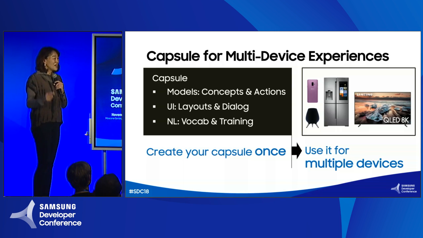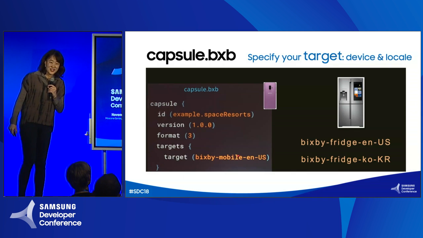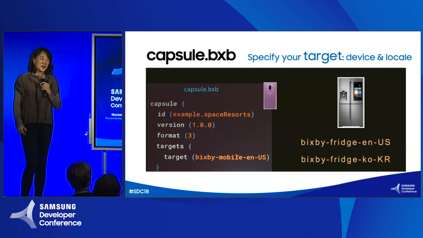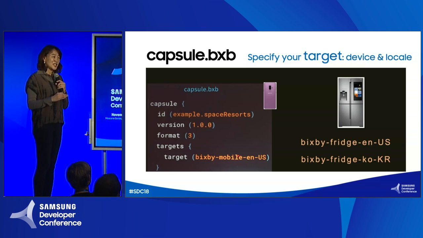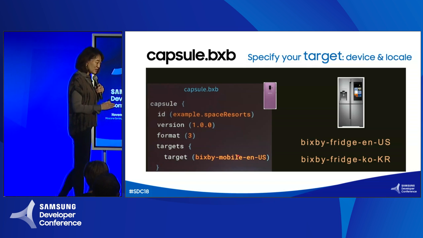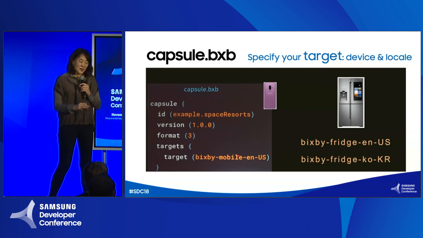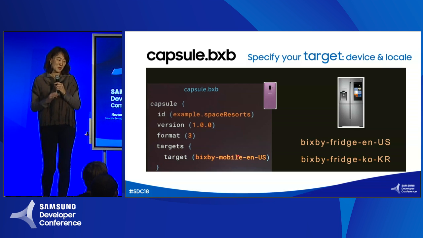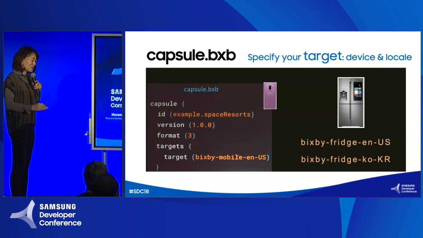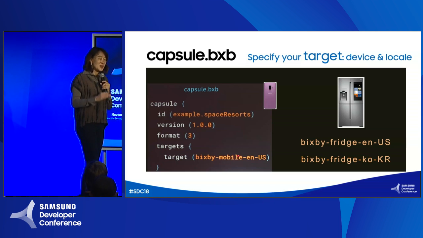But then if it's similar, the ratio is similar, such as between the smartphone and the Family Hub, you can just reuse the UI component, and then it's automatically adjusted for you. Okay? So how do I use it for multiple devices? Right? So if we look at the details, there is something called target, right? Target specifies what kind of device it is for, and then the locale, right? And then for the smartphone, it's called Bixby Mobile English US Market, right? So that's the name for the target. And then for Family Hub, for the US version, we have Bixby Fridge English US, and for the Korean version, Bixby Fridge Korean KR. Right? So these are the targets.